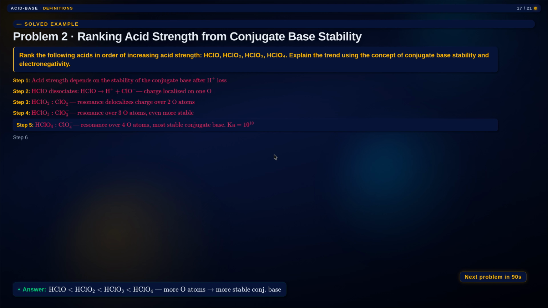Step 3. HClO2 gives ClO2-, resonance delocalizes over two oxygens. Step 4. HClO3 gives ClO3-, resonance delocalizes over three oxygens. Step 5. HClO4 gives ClO4-, resonance over 4 oxygens, most stable. Order: HClO less than HClO2 less than HClO3 less than HClO4.